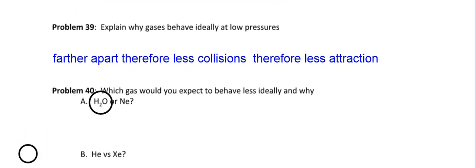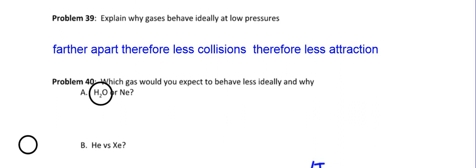Now, what about down here, helium versus xenon? Which is going to behave less ideally? Well, it's going to end up being xenon, okay? Why is that? It has a greater molar mass. So if it has a greater molar mass, it's going to move more slowly, right? Now we talked about that before. So if it moves more slowly, then it has a greater chance for that attraction to occur. So it's going to behave less ideally. Helium is one of the lightest gases besides hydrogen. It's going to go so fast, has very little opportunity to have that attraction with another helium.